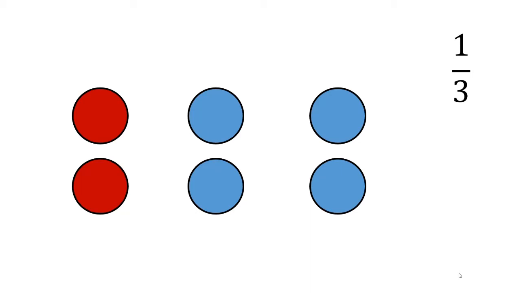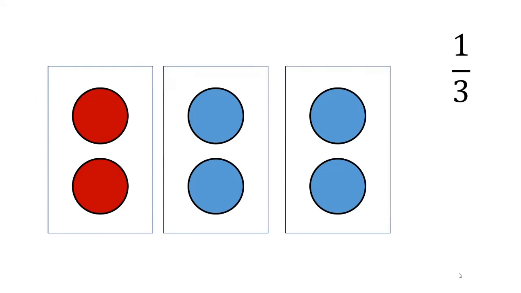Or we could think of these circles as not 6 circles, but 3 groups of 2 circles. 1, 2, 3 groups of 2 circles, where the first group is red. So therefore 1 out of the 3 groups. And we can do that perfectly fine because 1/3 and 2/6 are equivalent. They are describing the same relationship, but in different ways. 2 out of 6 is showing us 2 circles out of 6 circles, but 1 out of 3 could be showing us 1 group of 2 out of 3 groups of 2. And it's just a different way of grouping whatever it is you're looking at.